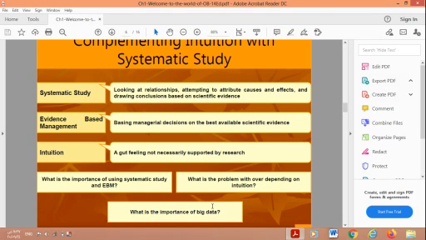Big data, of course, is the foundation of evidence-based management. It is the data which we use to evaluate and predict human behavior. So in order to make a systematic study which is based on evidence-based management, we should gather a lot of information, or big data, in order to analyze it and predict the behavior.